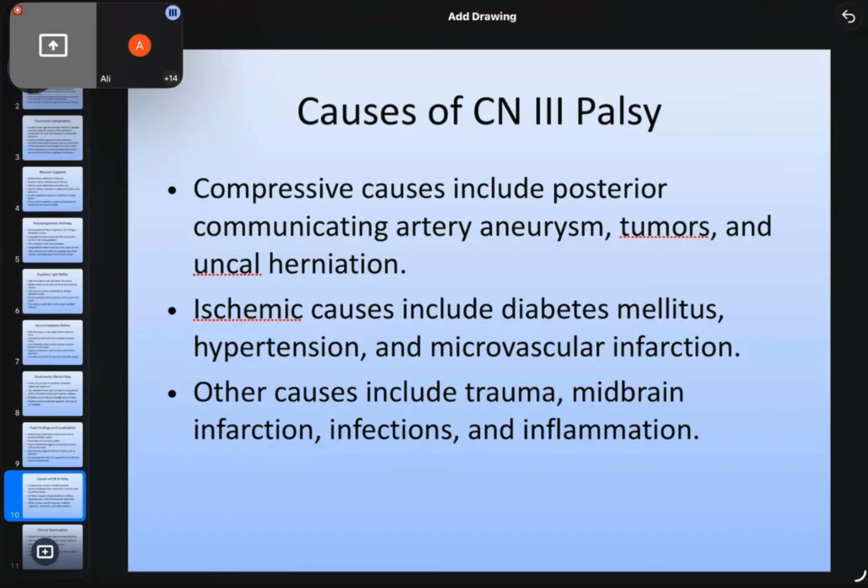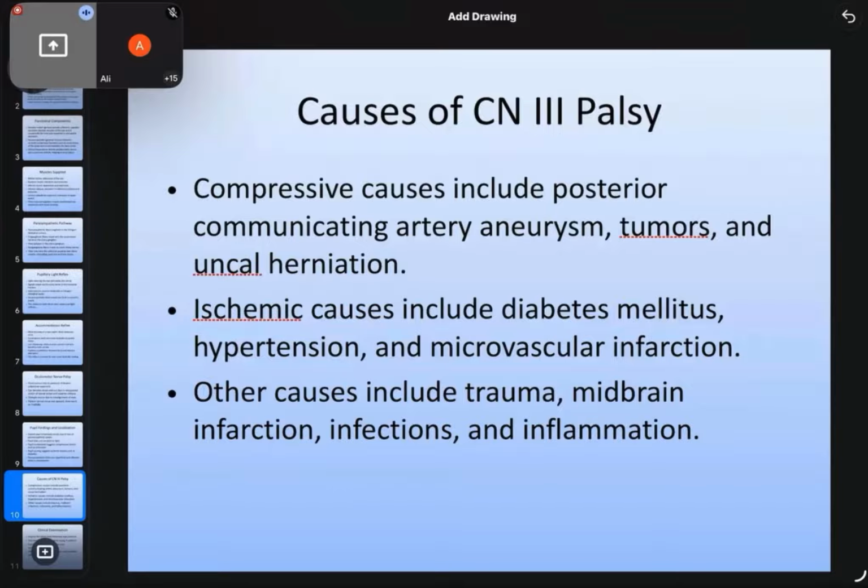Compressive causes include posterior communicating artery aneurysm. Tumors and uncal herniation. Ischemic causes include diabetes mellitus, hypertension, microvascular infarction. Other causes include trauma, midbrain infarction, infections, and inflammation. Okay, all right. I'll explain this to you guys.